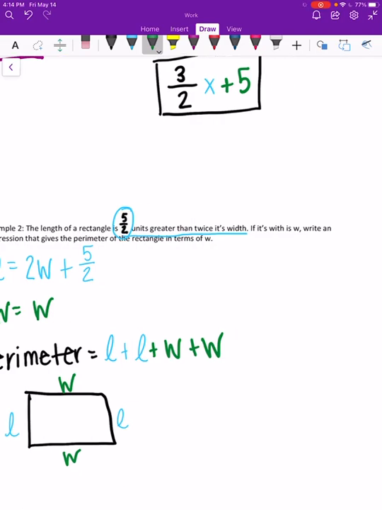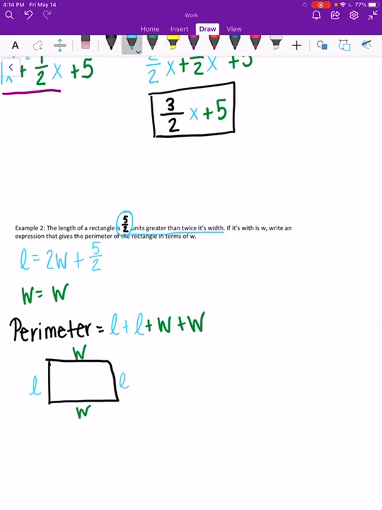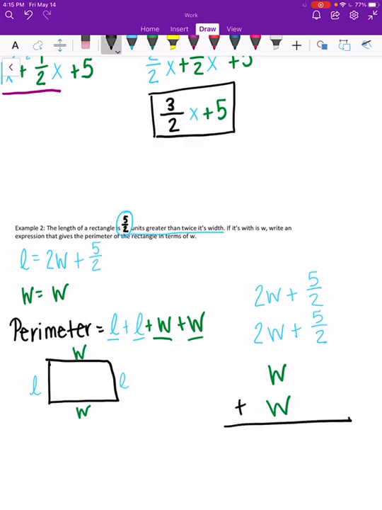I'm gonna make it a little bit smaller. The lengths, I'm going to write it up and down, are 2W plus 5/2. That's the first length. The second length is also 2W plus 5/2. And then we have plus the width, plus the width. And really, the number in front of both of those W's are 1.